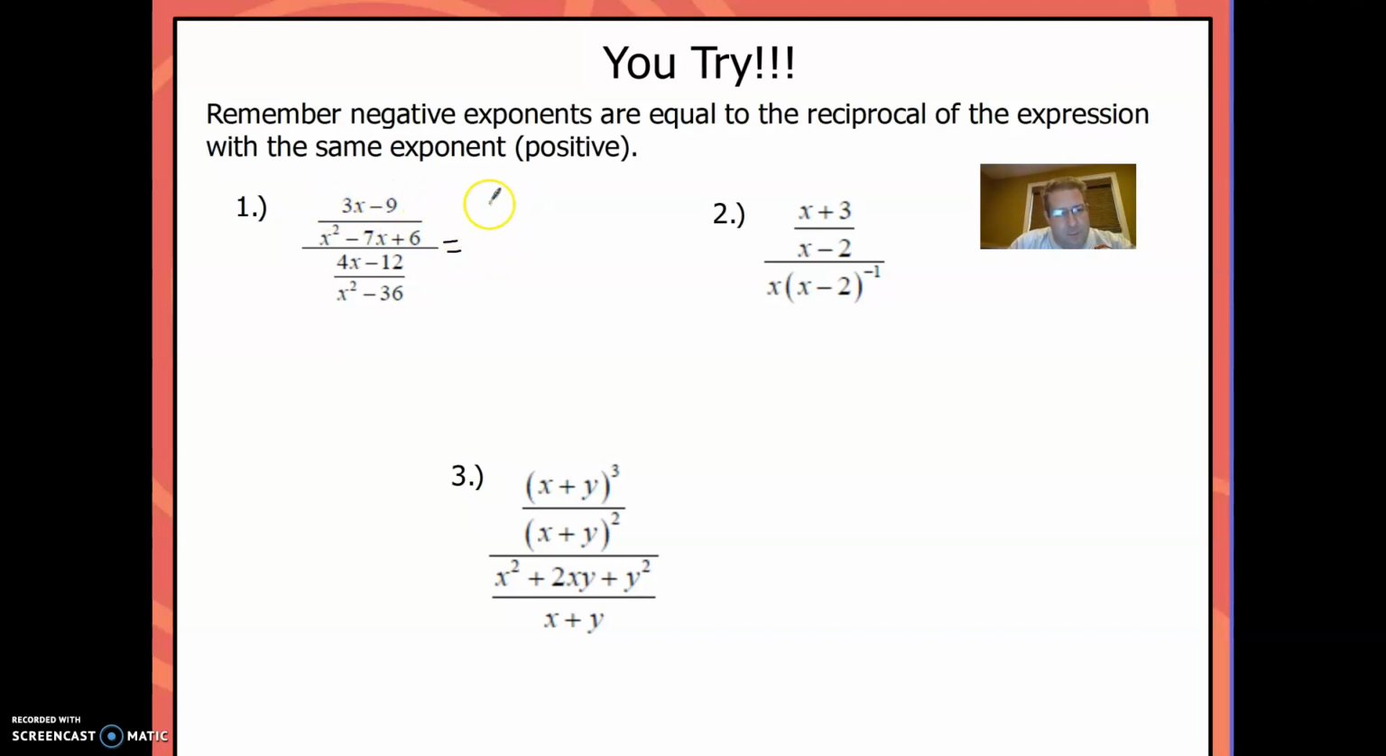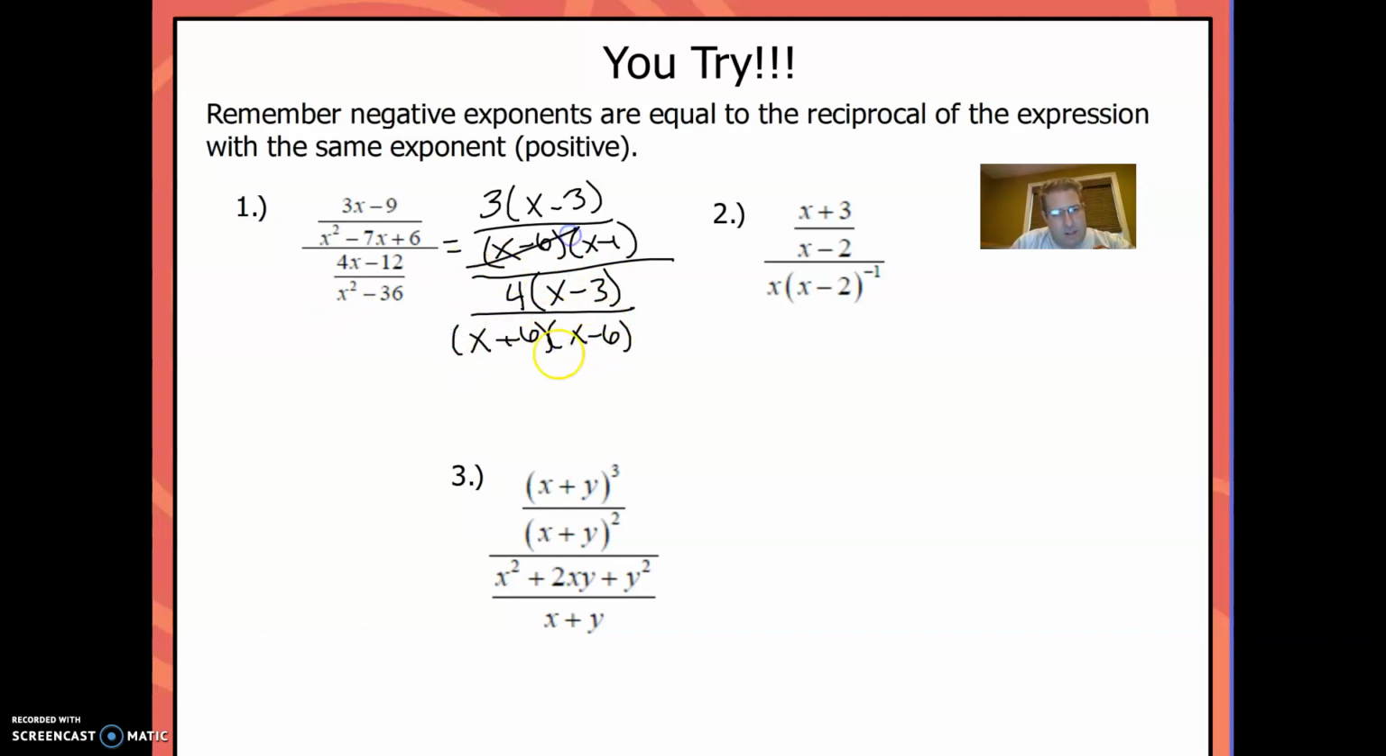So the top can be factored because both of these terms can be divided by 3. You're left with x minus 3. And on the bottom, you have two factors. This would be x minus 6 times x minus 1. All that fraction being divided by, you can factor out the GCF here, so that'd be 4 times x minus 3 divided by x plus 6 and x minus 6.